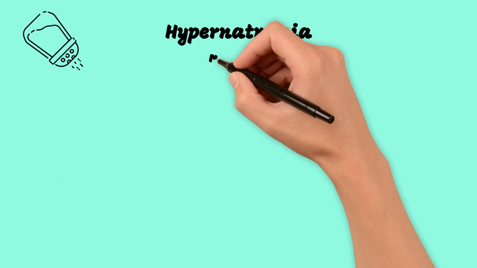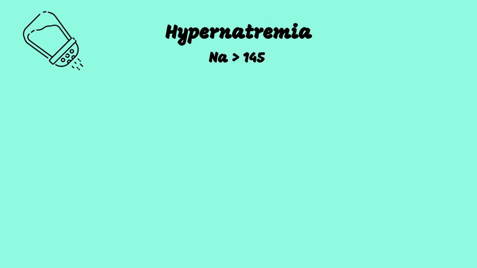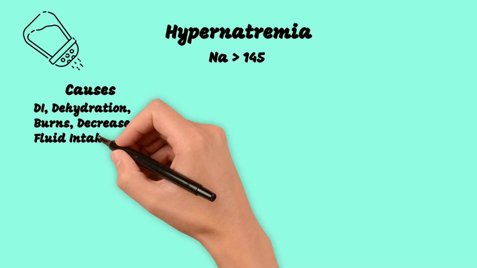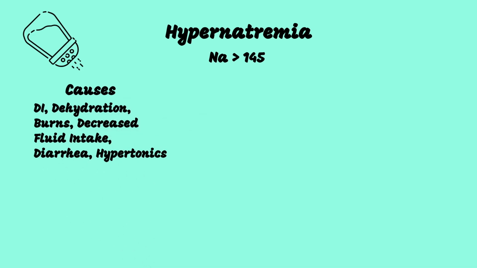Moving into hypernatremia, that's a sodium level greater than 145. Some causes of hypernatremia: diabetes insipidus. Now remember, diabetes insipidus has nothing to do with glucose and everything to do with your pituitary and your ability to maintain and regulate fluids. Other causes: dehydration, burns, decreased fluid intake, diarrhea, and of course hypertonics.